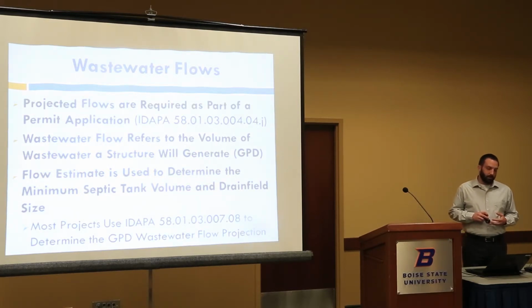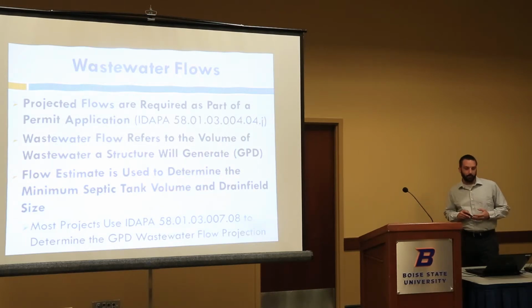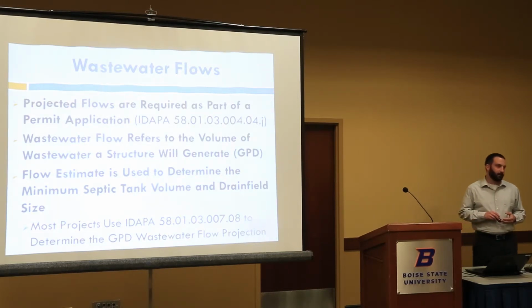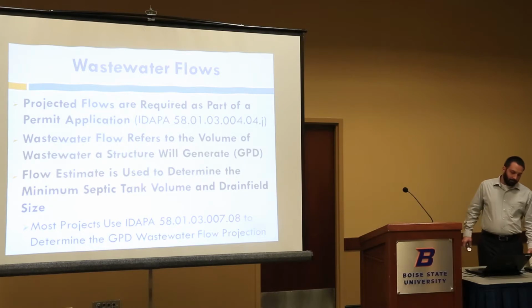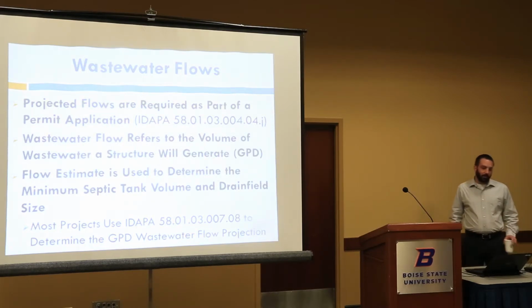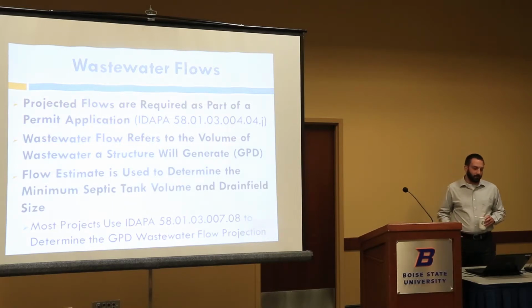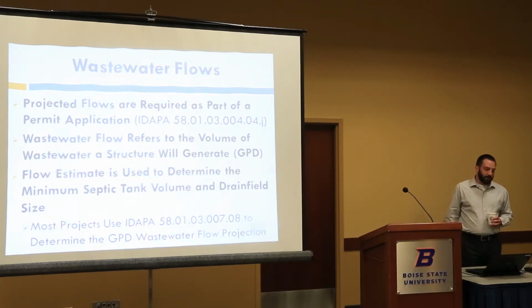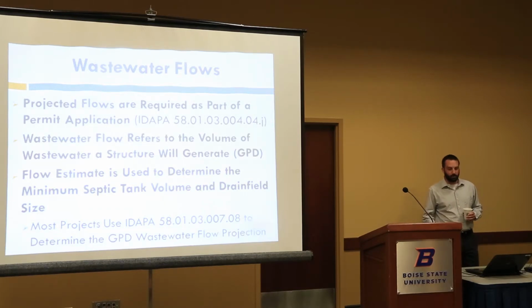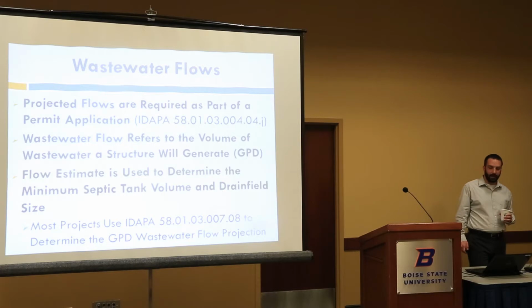So, with your typical homes, that's just the bedroom count that you're giving them on an application. For a commercial or industrial facility, that's not going to be the case. The flow estimate, as you know, is used to determine the minimum size of the septic tank and the drain field. Most projects are going to use the subsurface rules, I've got the citation up there on the bottom of the screen, to determine the wastewater flows for that particular project. But some projects aren't going to be capable of doing that.